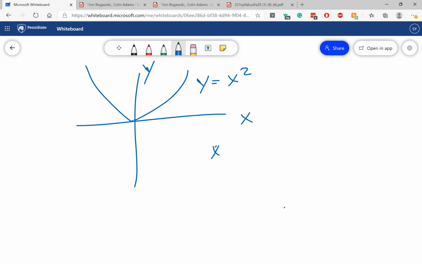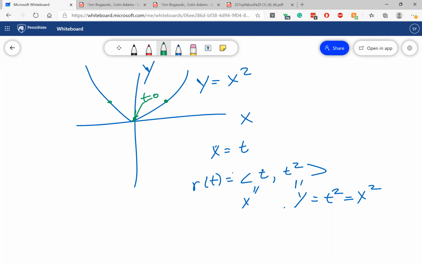And this is my x, and this is my y. So my y, which is equal to t squared, which is equal to x squared. And now I parameterize: when t is 0, I'm here. This is t equal to 0, and t equal to 1 would be here, t equal to negative 1 would be here, and so on. But you can parameterize this curve in a different way too.